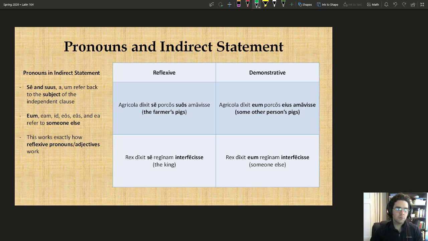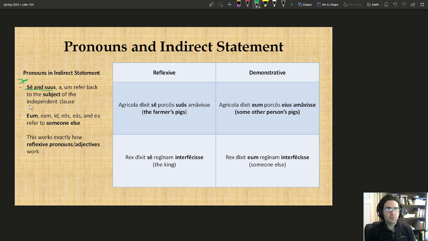So we're just gonna recall back to our different types of pronouns that we've seen so far. We have our normal pronouns. We have our reflexive pronouns that always refer back to the subject of whoever is using this. Whether it's se or suus, sua, suum, all of those different forms, they always refer back to the subject of the verb of whatever's happening.